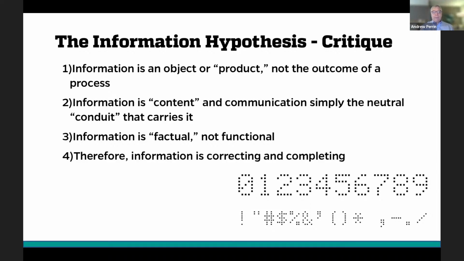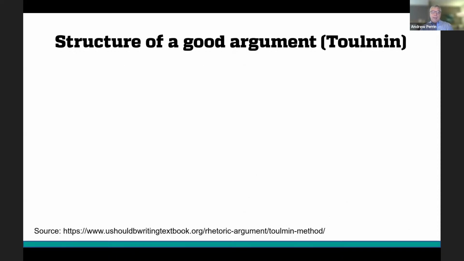And therefore, the information hypothesis suggests information is both correcting and completing. That is, the right way to respond to a wrong argument is to simply provide correct information, and that will serve to correct and complete an argument. I want to argue instead that we ought to think about a good argument as including much more than just the information.